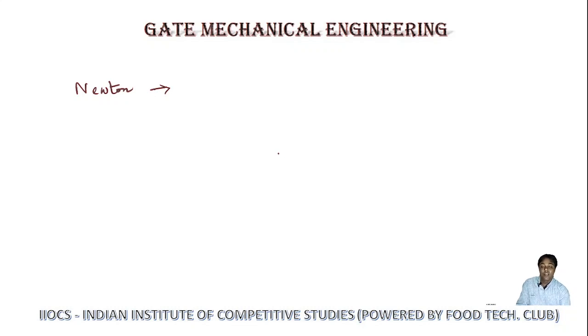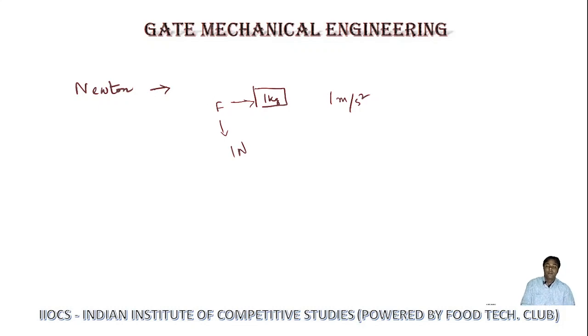Suppose this is a body of 1 kg mass, and in this 1 kg mass we are applying some amount of force, and this body moves with an acceleration of 1 meter per second square. If it happens, then the amount of force which is applied to create this much acceleration in a 1 kg mass is called 1 Newton. This amount of force is called 1 Newton.